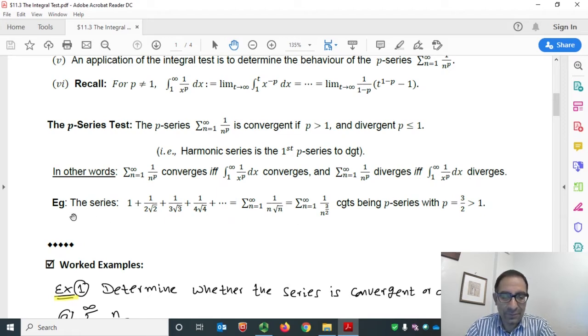Quick example. The series 1 plus 1 over 2 times radical 2 plus 1 over 3 times radical 3 plus ..., which equals the summation from n equals 1 to infinity of 1 over n times radical n. This equals the series of 1 over n to the power 3/2, which converges, being a p-series with p equals 3/2 greater than 1. Awesome. Now let's do some examples.